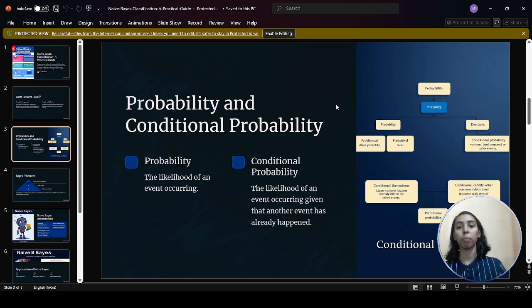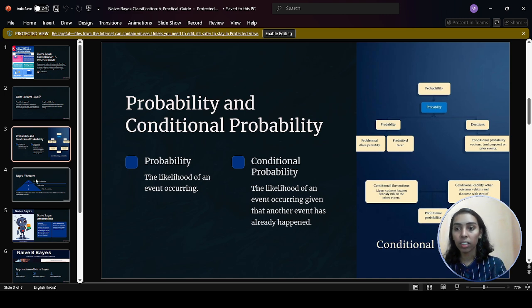Probability and conditional probability. First, probability is the likelihood of an event occurring, and conditional probability is the likelihood of an event occurring given that another event has already happened, an event which has pre-happened.